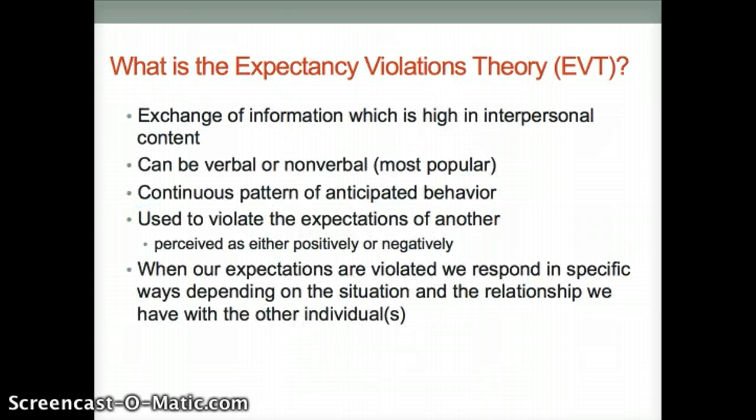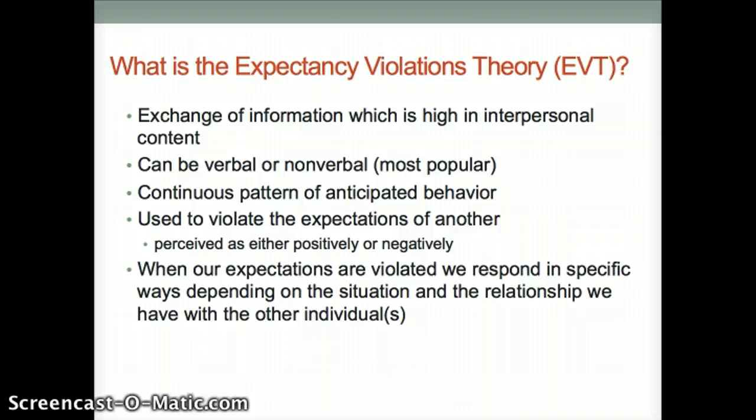So what is the expectancy violations theory, or EVT? In the previous slide, I gave you an interpretation of the theory. It is the exchange of information which is high in interpersonal content, which can be verbal or nonverbal. Nonverbal is the most popular form that has been researched. By using the EVT, you are anticipating behavior that will take place in a continuous pattern. Communicators use this theory to violate or disrupt the expectations of another person. In return, that person can perceive the disruption as either positive or negative.